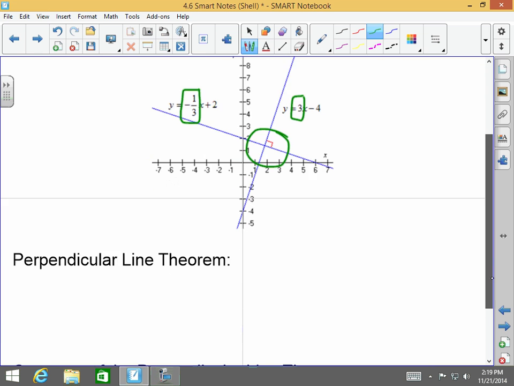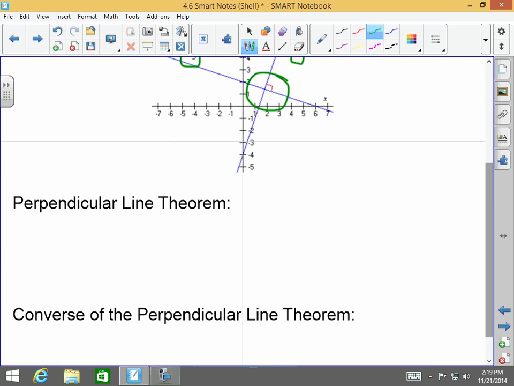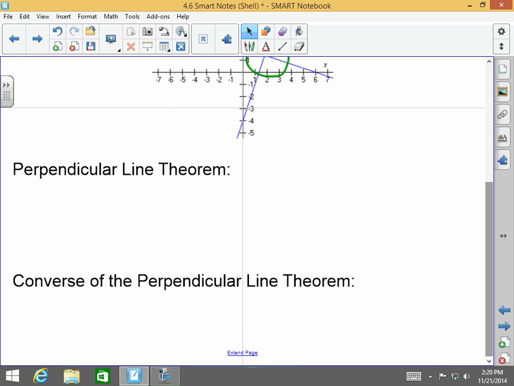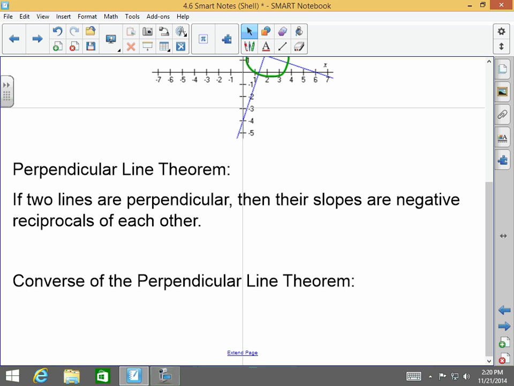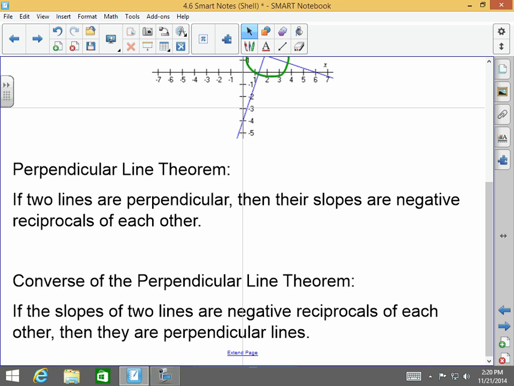Just like parallel lines, there is a perpendicular line theorem and a converse of that as well. And the perpendicular line theorem states, if two lines are perpendicular, then their slopes are negative reciprocals of each other. And the converse of the perpendicular line theorem states that if the slopes of two lines are negative reciprocals of each other, then they are perpendicular. Pretty simple.